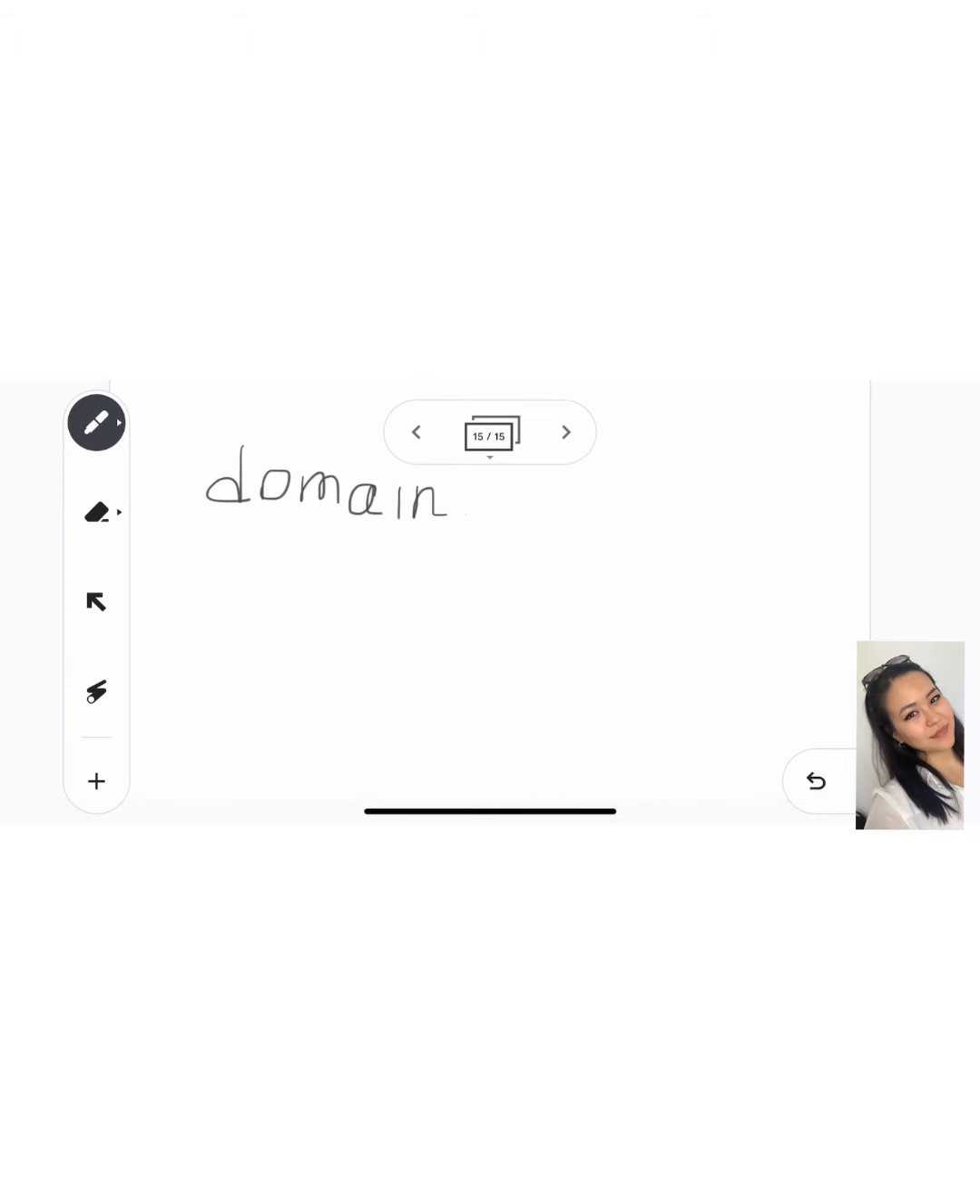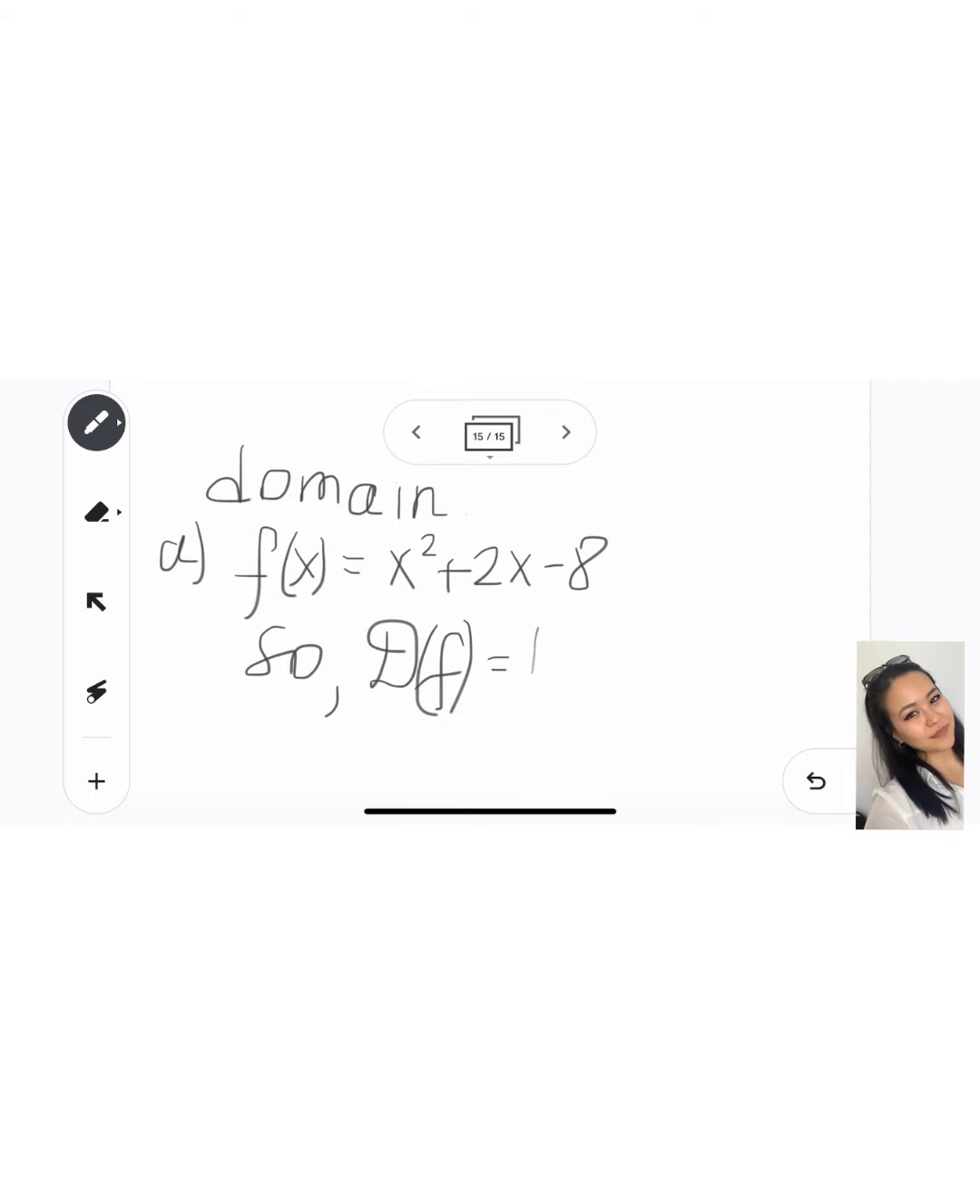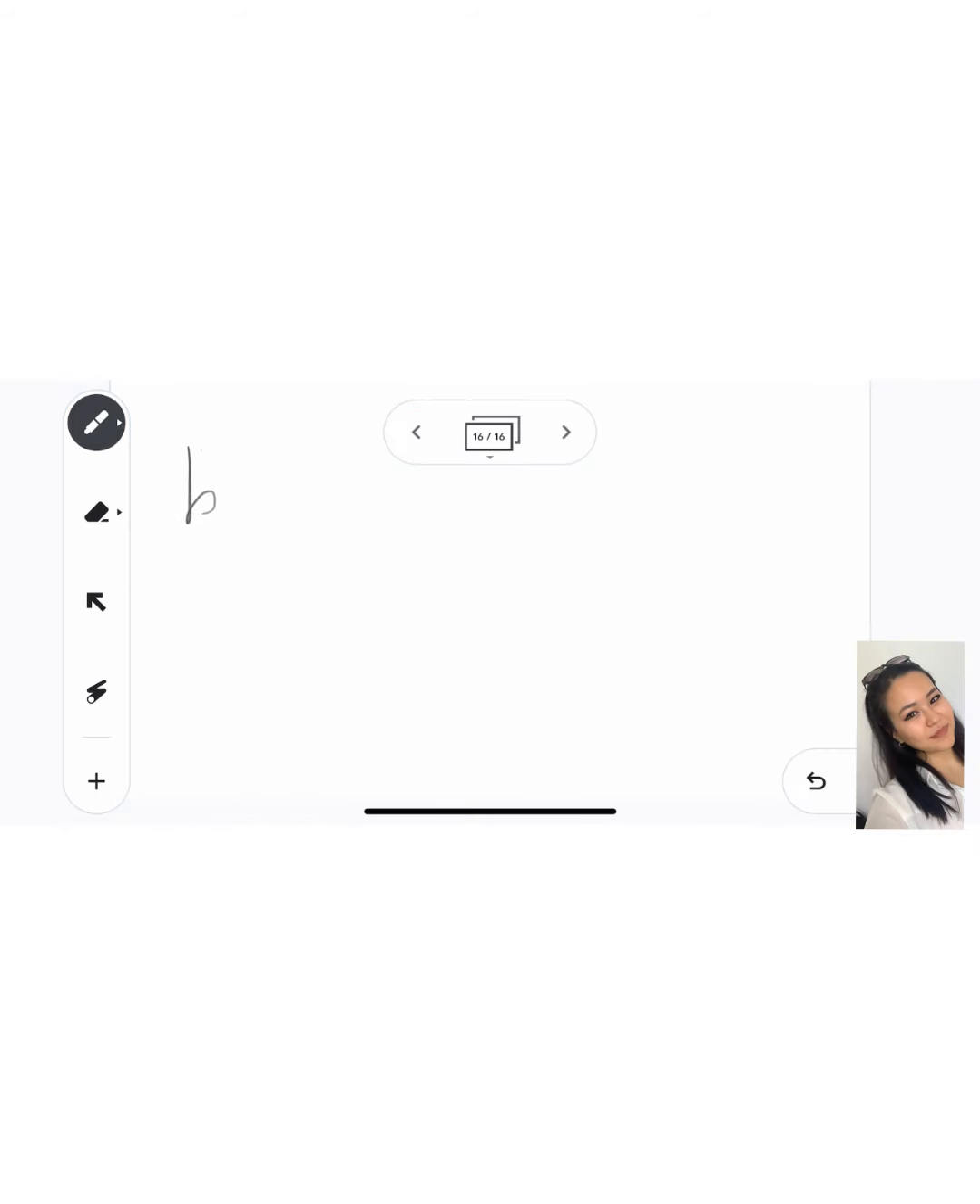So the next problems will be about domain. We already solved problems about domain. Domain, as you know, is a set of numbers that can take the variable x, right? So in problem A, we're given a polynomial x squared plus 2x minus 8. A polynomial takes any number, so the answer will be domain equals real numbers. Real numbers is all the numbers.